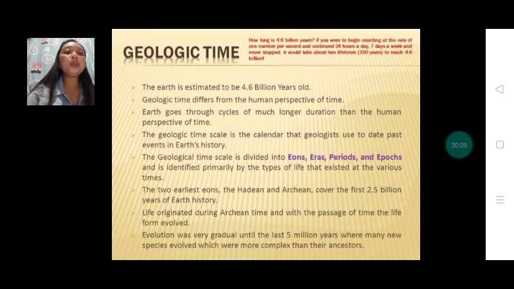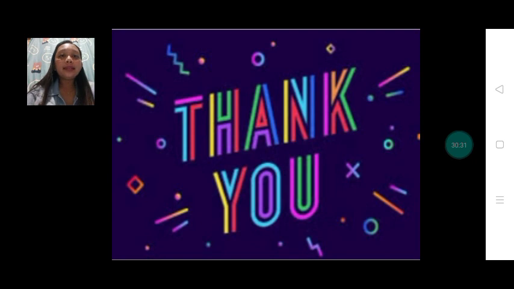Then, the two earliest eons, the Hadean and the Archean, cover the first 2.5 billion years of Earth history. Then life originated during the Archean time, and with the passage of time, life forms evolved. Evolution was very gradual, until the last 5 million years, where many new species evolved, which were more complex than their ancestors. So that would be all, and thank you.